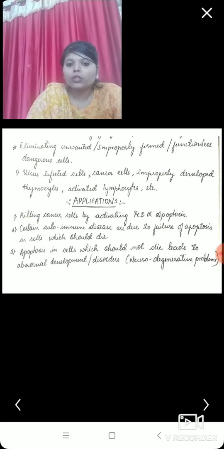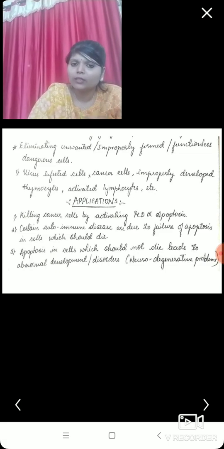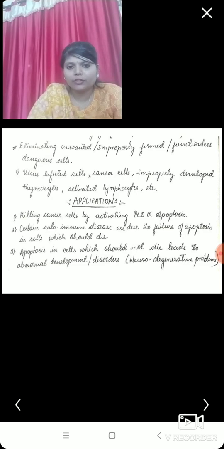Apoptosis in cells which should not die leads to abnormal development disorders or neurodegenerative problems. So the cells which need to die have to die. Otherwise, they are going to ultimately create problems in the organism, not beneficial ones. Here ends your topic, the applications and processes, and also a few of the significances of PCD, that is programmed cell death.